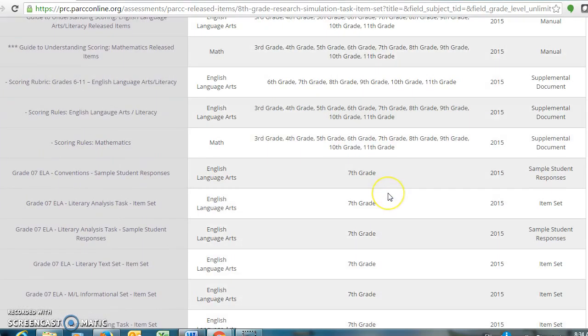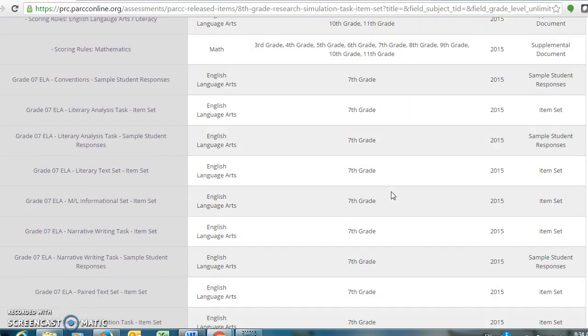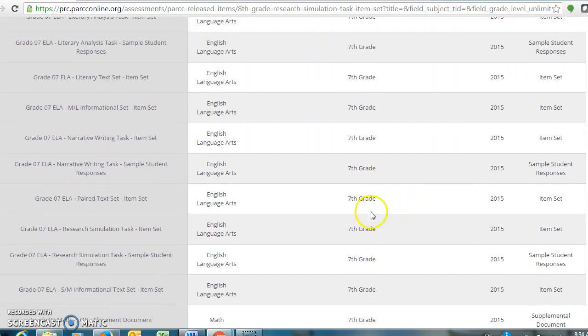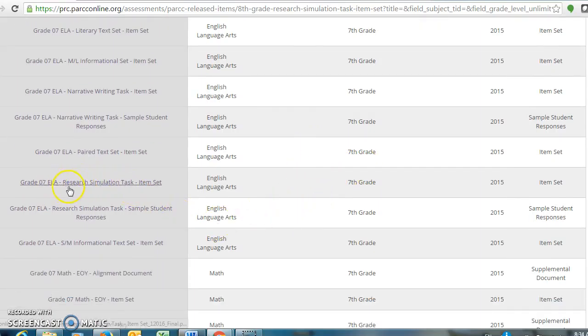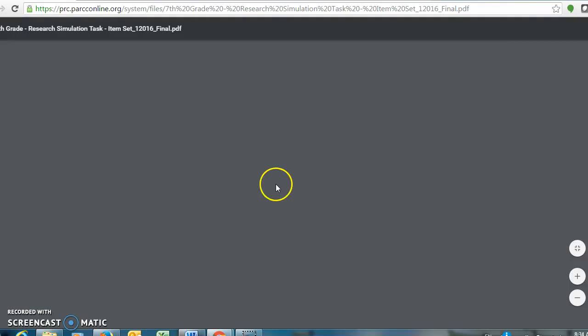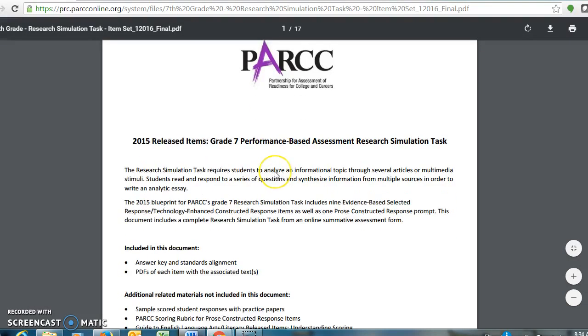And these are going to give you the items that were on PARCC last year, that if you were in 7th grade last year, you saw them last year, they should look familiar. If you were not in 7th grade last year, go to your grade level and you'll see yours. Here, I'm going to go to the research simulation task, which is Unit 2 of PARCC. It's the one that had the 3 documents. So we're just going to click on that item set, and we're going to look at what they were.